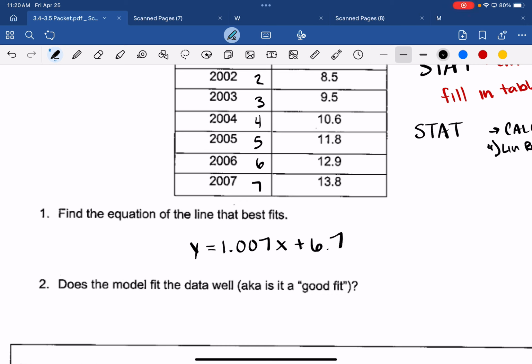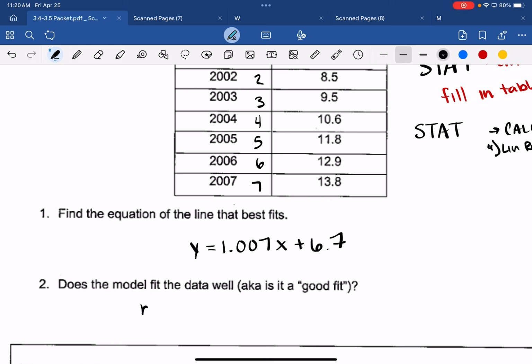Okay, so if you typed it in right, this should be our equation. And then if you turned on your stat diagnostic, our R value should already be there. I ran up to 1. Yeah, I'll probably have you guys round to 2 decimal places, because it's all 0.